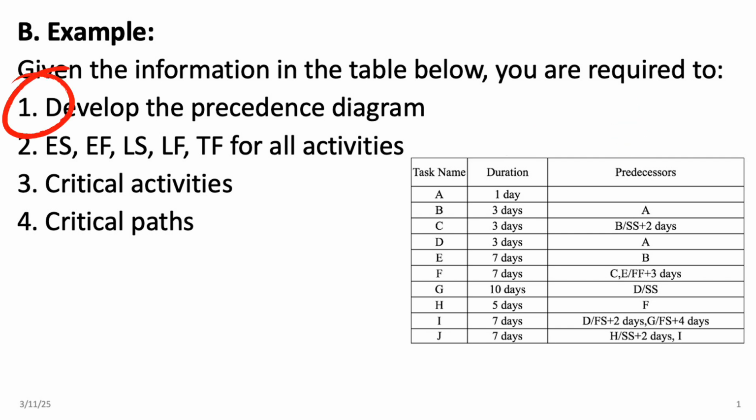First, we'll develop the precedence diagram for the project. Second, we'll calculate key scheduling times, including early start, early finish, late finish, and total float for each activity in the network. Third, we'll identify the critical activities in the schedule. And finally, we'll determine the critical paths in the network. All right, let's dive in.